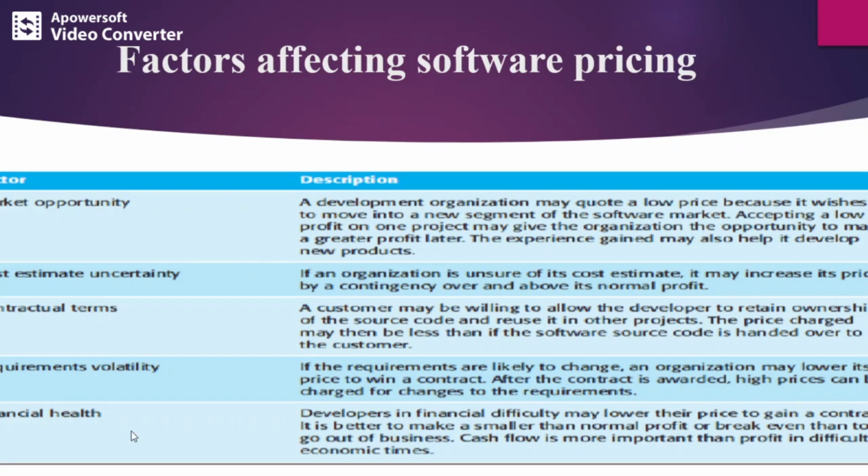Next, financial health. See, developers in financial difficulty might be in financial loss or something. So they may lower their price to gain a contract. They just want the contract, they want the business, so they can lower the price. It is better to make a smaller than normal profit or break even than to go out of business. So you have to think of making profit in a low range, that is the meaning, or normal profit. Cash flow is more important than profit in difficult economic times. Okay, so these are the factors affecting software pricing.